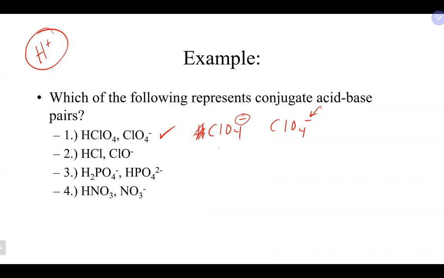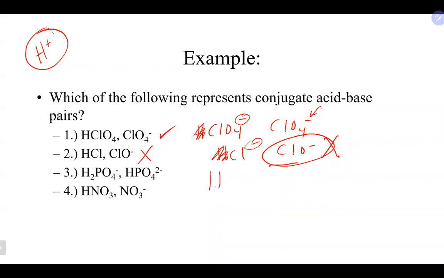For the second one, we have HCl and ClO minus. Again, if we take off the H from the acid and the plus, we should end up with Cl minus. And that is not what we end up with here. The other species has an oxygen, so that would not be a pair. Any question on those two?